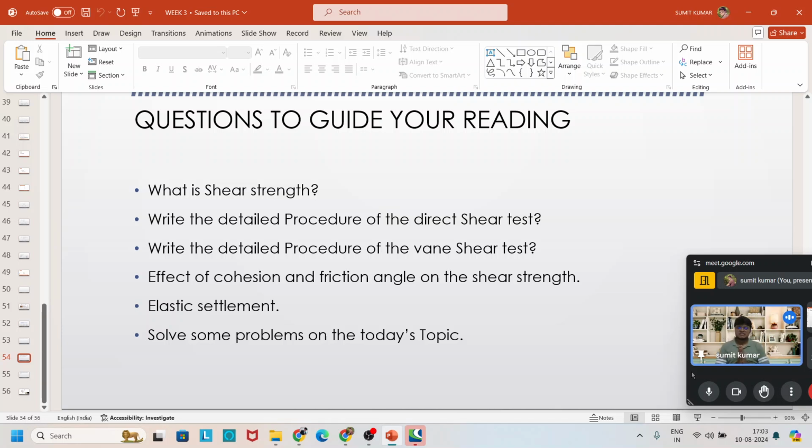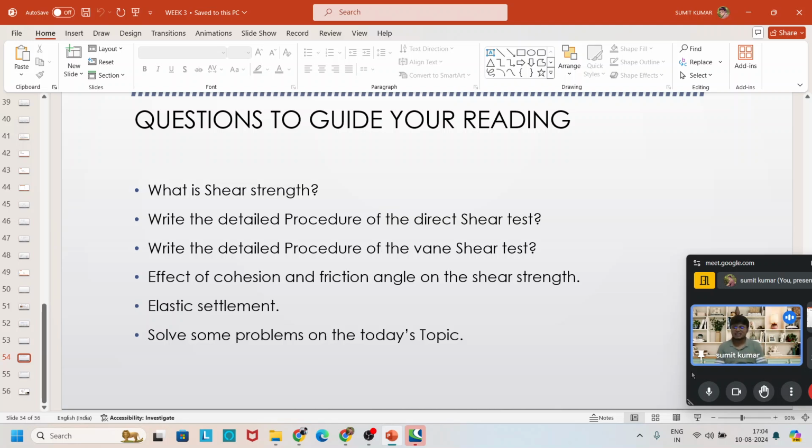And one of my suggestions again at the end is that you can look at demonstrations of these tests in some of the videos which may be present on YouTube. That will help give you a better understanding if those equipments are not accessible to you at this point of time. Now another question is the effect of cohesion and friction angle on the shear strength. What are the effects?